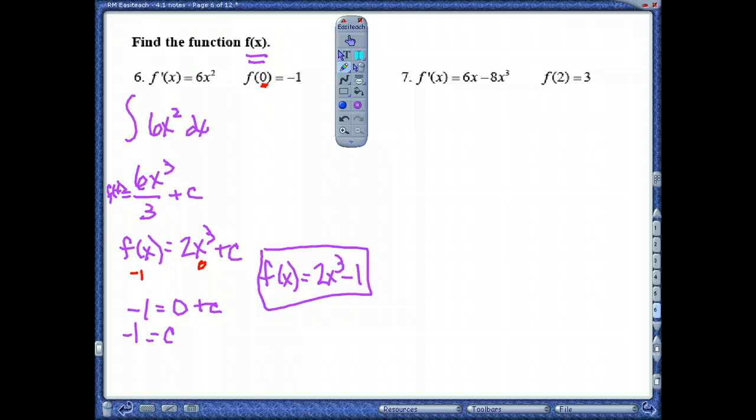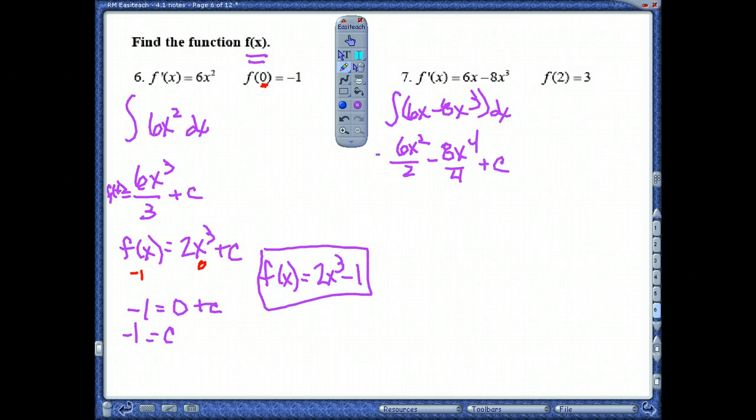Okay, so here we've got to integrate our 6x minus 8x to the 3rd. Don't forget your dx. So that's going to give us 6x to the 2nd divided by 2 minus 8x to the 4th divided by 4 plus c, that is now what f of x is equal to. Okay, go ahead and simplify. Don't try to do too many steps at the same time because that's when you get all tangled up in it.